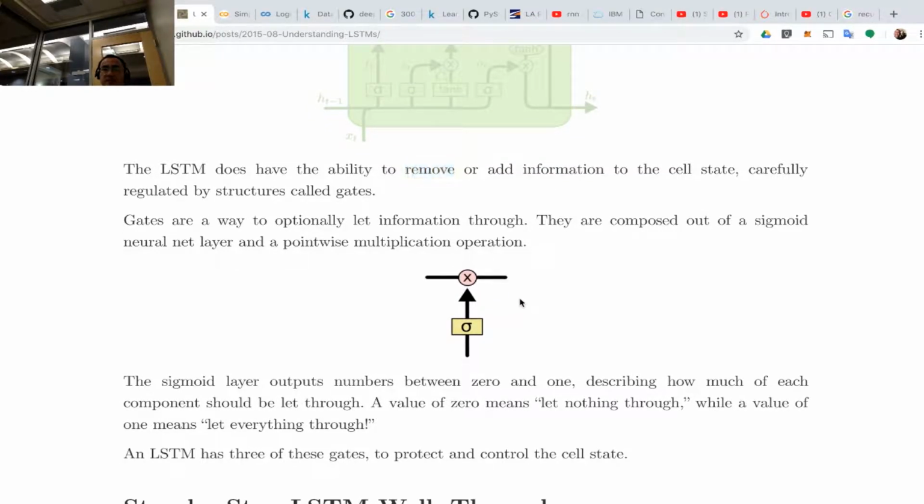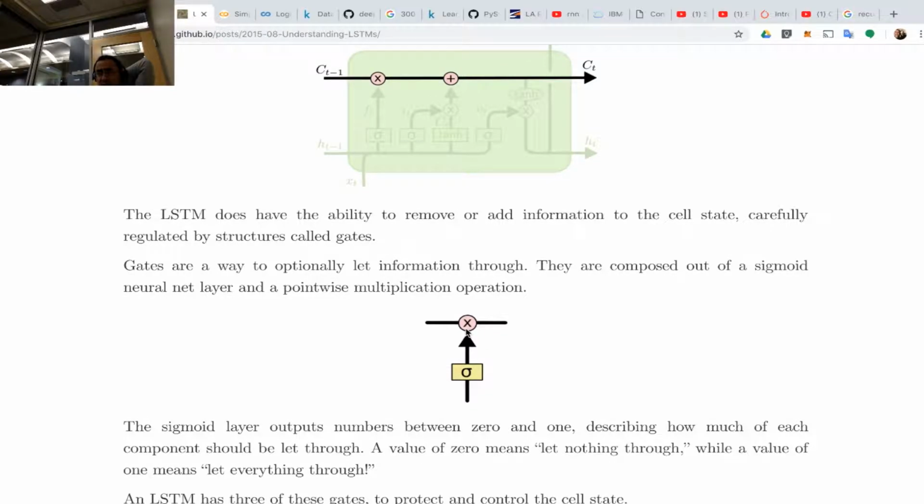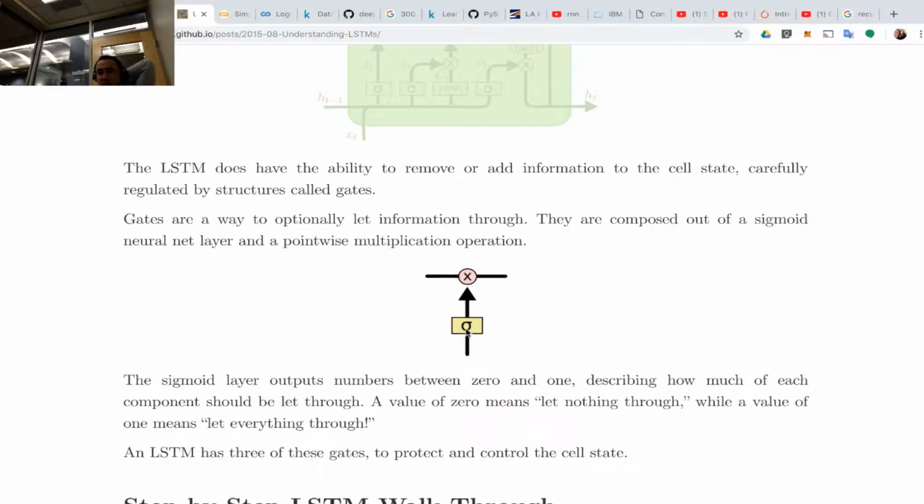The sigmoid layer outputs numbers between 0 and 1. Oh, so I'm correct, this is sigmoid. Between 0 and 1, while the tanh, I think, is between -1 and 1. It describes how much of each component should be let through. A value of 0 means let nothing through, while a value of 1 means let everything through.